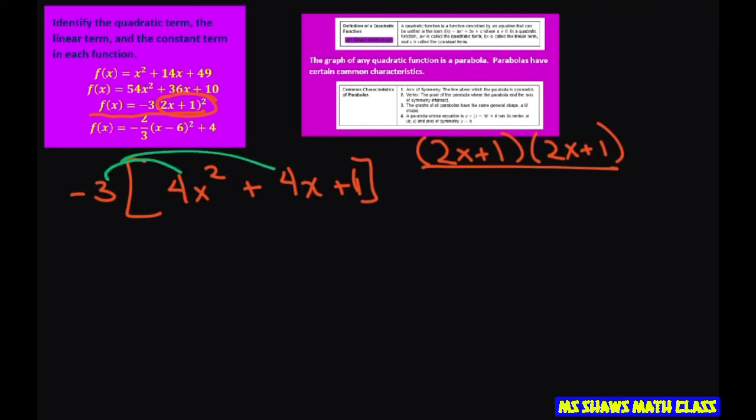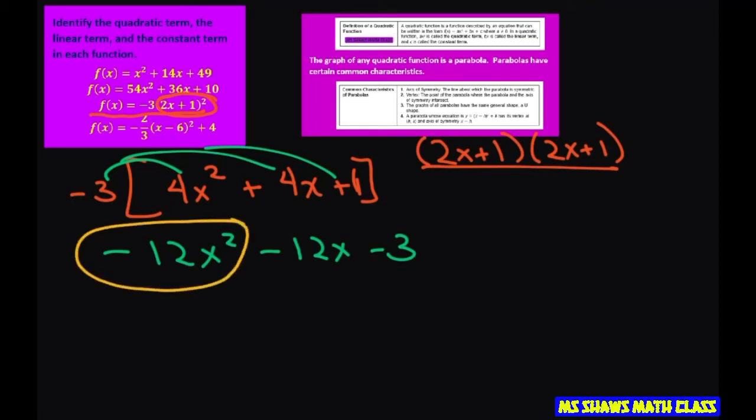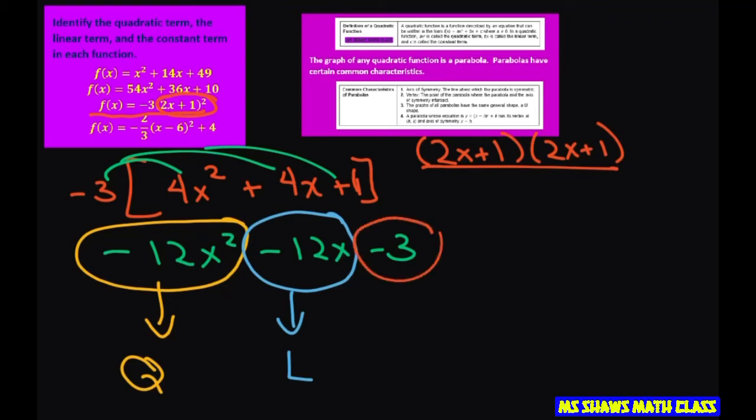Now let's distribute this through, and we get negative 12x squared minus 12x minus 3. So this is your quadratic term, which is negative 12x squared. Your linear term is negative 12x. And your constant term is negative 3.